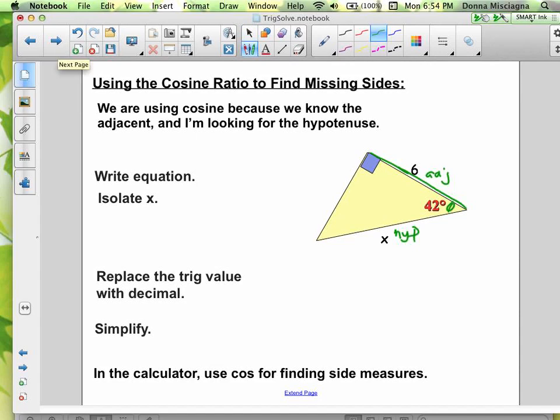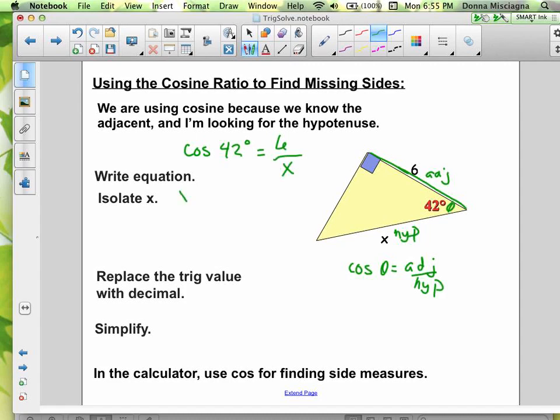All right, so we always start with our trig function. So I'll write the cosine ratio here. Remember, cosine is adjacent over hypotenuse. So we start with our trig function, cosine of our angle. So cosine 42 equals, the adjacent side is 6, the hypotenuse is x.